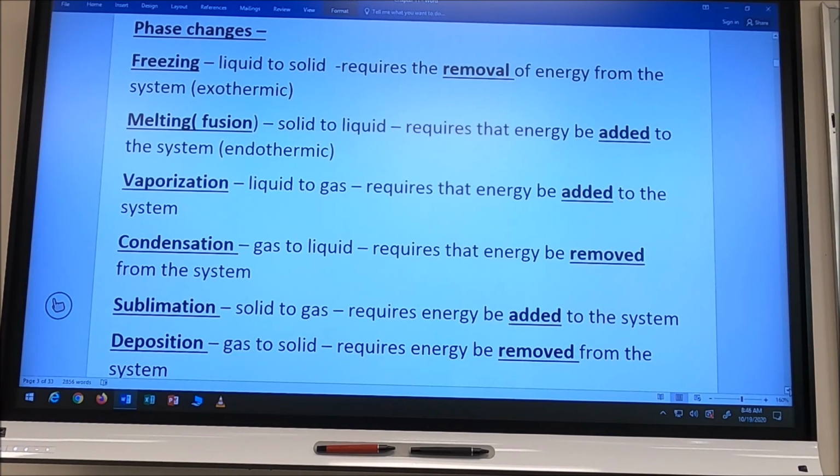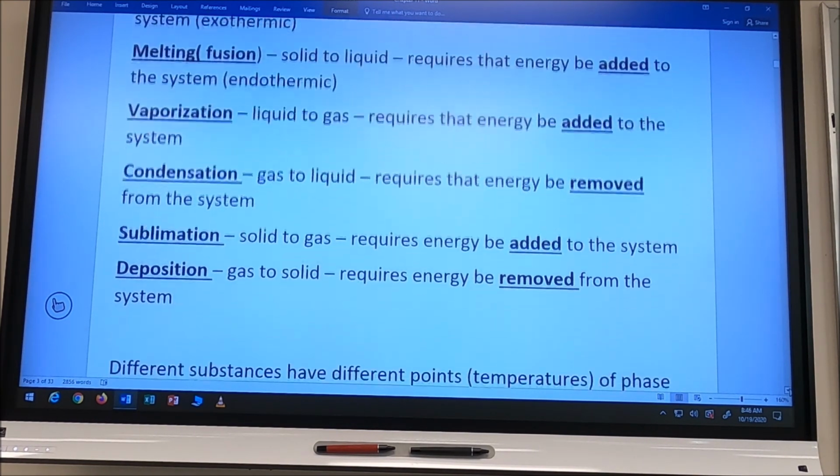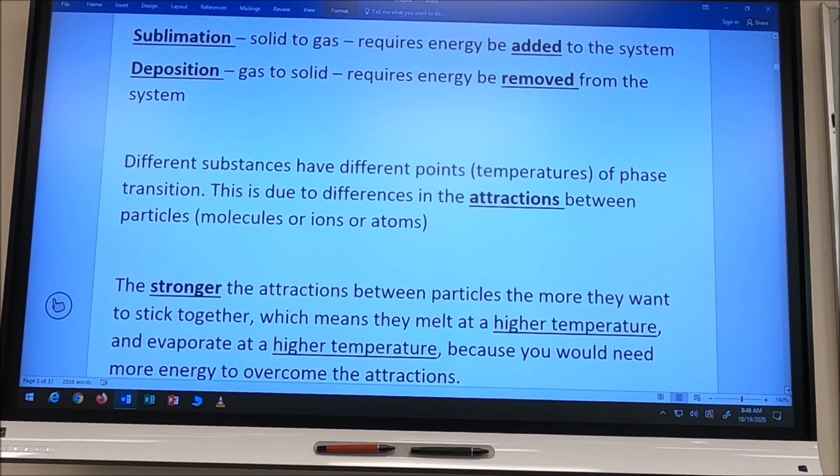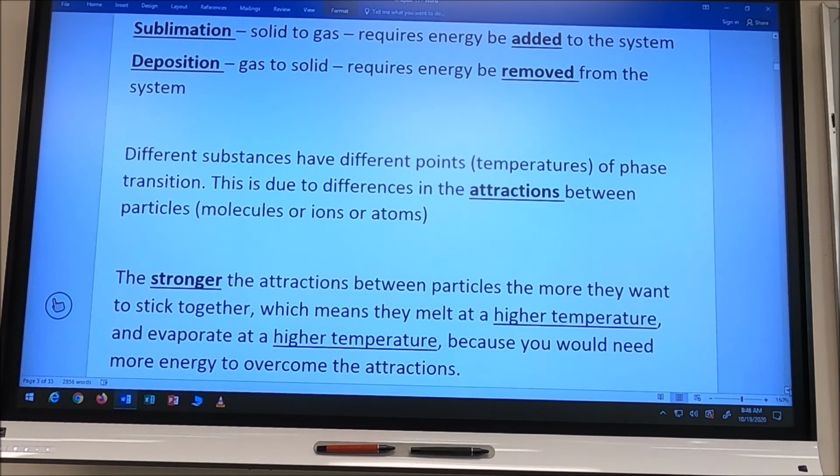Now, those four you're familiar with. The next two are ones you may not have seen before. Sublimation and deposition. Sublimation is a solid to a gas and it requires energy be added to the system. Deposition is gas to solid and it requires energy to be removed from the system. Dry ice is called dry ice because under normal atmospheric conditions, it sublimes. It goes straight from the solid to the gas without ever going through a liquid phase.